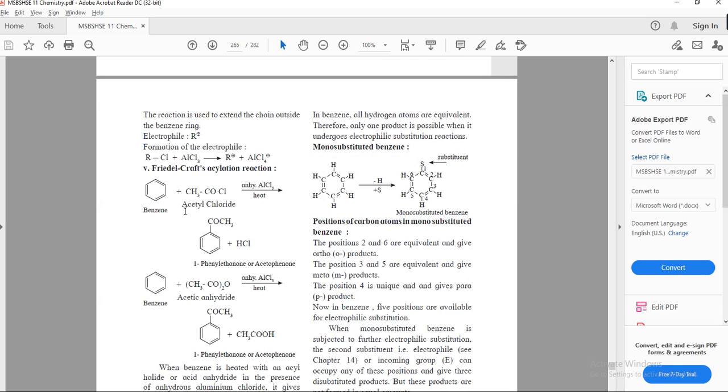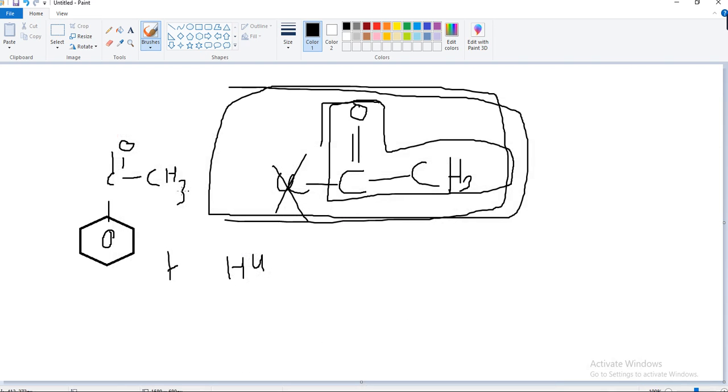See, when benzene is reacted with acetyl chloride in the presence of anhydrous AlCl3, first it will generate an electrophile, that is C double bond O CH3 plus. It will attack the benzene ring, which is the nucleophile, and it will generate 1-phenylethanone, a ketone, acetophenone. This is C double bond O R, this is the R group, and this is an aromatic ketone.